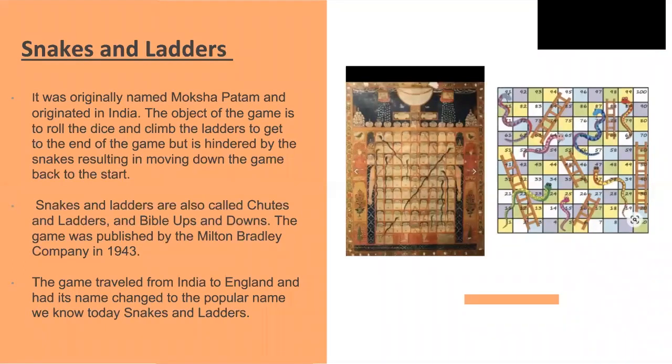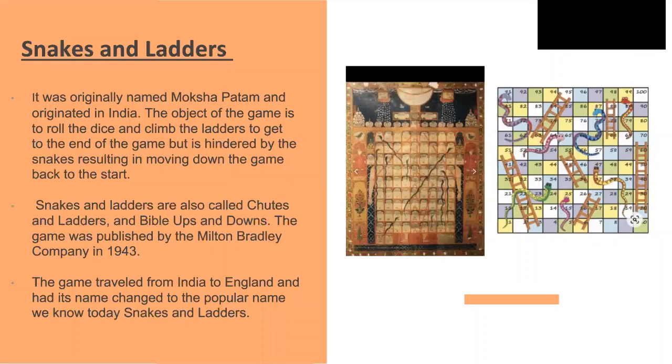The game Snakes and Ladders was originally named Moksha Patam and originated in India. The object of the game is to roll the dice and climb the ladders to get to the end of the game, but you are hindered by the snakes, which move you back down toward the start. Snakes and Ladders is also called Chutes and Ladders.